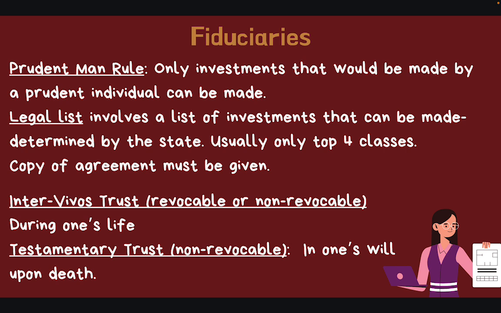There's something called an inter vivos trust, which can be revocable or non-revocable. And inter vivos means during one's life. Okay, so the trust can be set up to give money during one's life. And then there is a testamentary trust. These are non-revocable. This is typically in one's will upon death. Revocable versus non-revocable will be discussed later when it comes to tax implications.